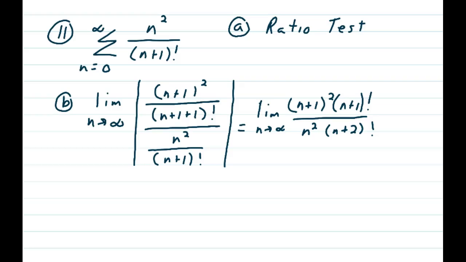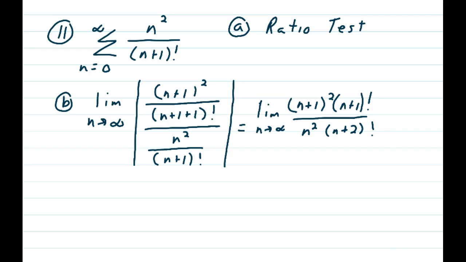Problem 11, summation n is equal to 0 to infinity of n squared over (n plus 1) factorial. Whenever I see a factorial, I typically go to the ratio test. So you take a limit as n approaches infinity of the n plus 1 term over the nth term.